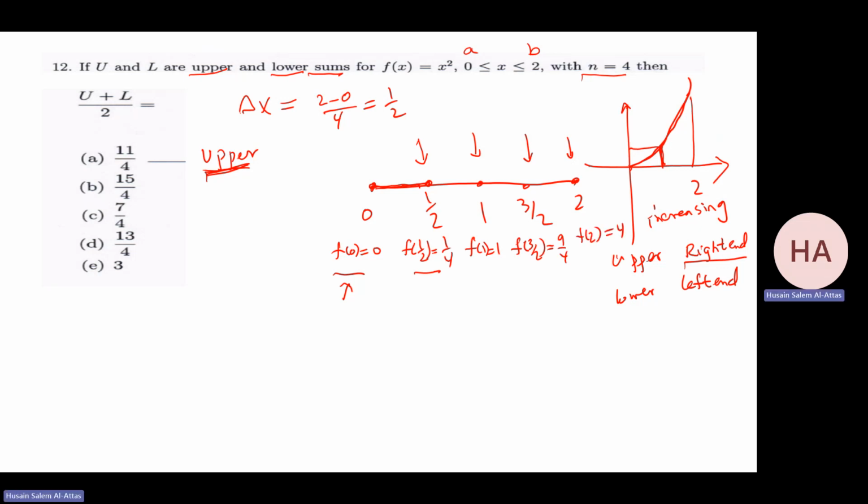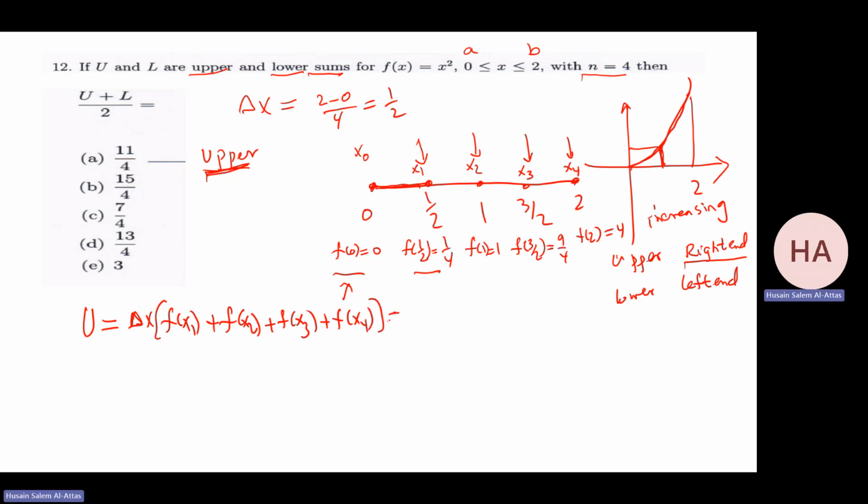Okay, now for the upper, what will be the area? U, which is for the upper, will be delta X, which is half. Or let me call it X0, X1, X2, X3, X4. For the upper, I have delta X times f of X1, because I need the right endpoint, plus f of X2, plus f of X3, plus f of X4.